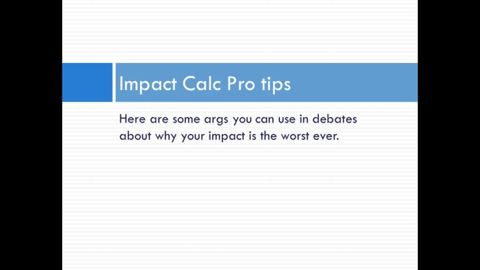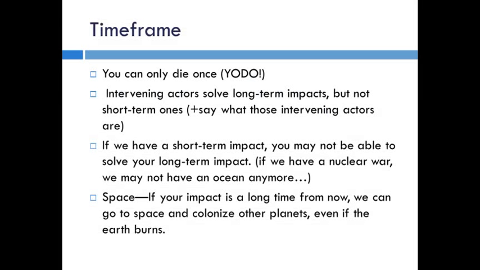So here are some arguments you can use in debates about why your impact is the worst ever. First, time frame. Why does time frame outweigh everything else? Well, here are 4 reasons. You can only die once. YOLO. Second, intervening actors solve long-term impacts, but not short-term ones. And then you have to explain what those intervening actors are.